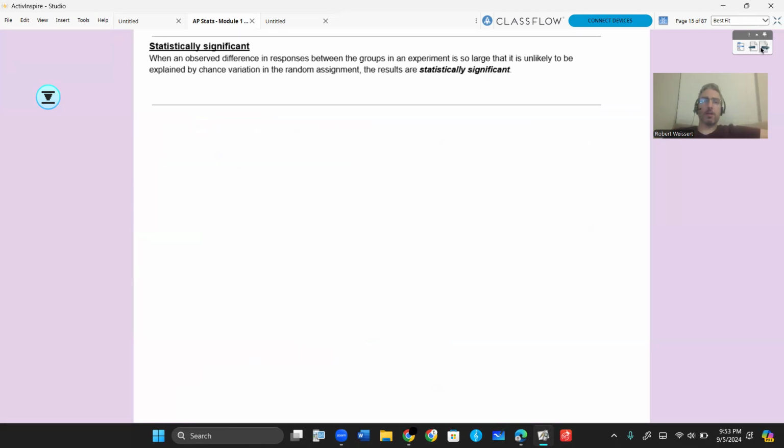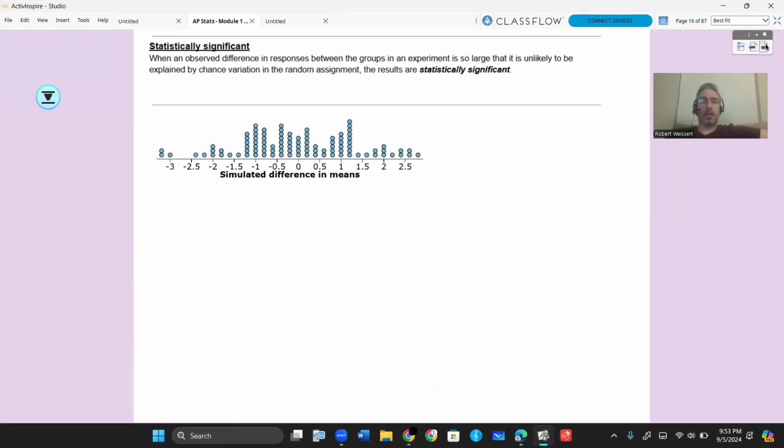So it all comes down to the word statistically significant. When an observed difference in responses between the groups in an experiment is so large that it is unlikely to be explained by chance variation in the random assignment, that means the results would be statistically significant. Now, if you look at my data here, how many of those dots are at 1.2 or more? Go ahead and pause the video and count them.